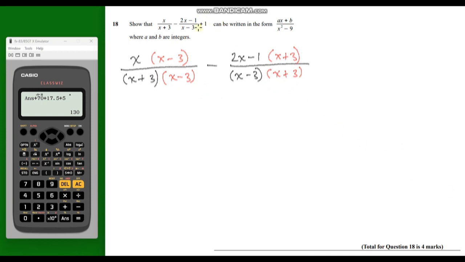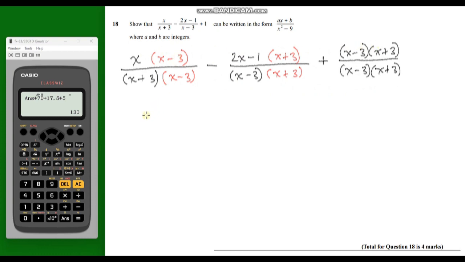And I'm going to do exactly the same for 1. So plus, instead of writing 1, I'm going to write x minus 3 times x plus 3, all of that over x minus 3 times x plus 3. Hopefully you can see that this is just 1. This is exactly the same as 1 because we're dividing something by itself. So now we've got the same denominators, we can just add the numerators together.